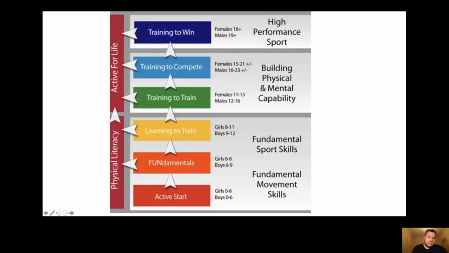So physical literacy is very important: active start and fundamentals and learning to train from 0 to 11, 12 years old. And here the most important things are fundamental movement skills and fundamental sports skills. Later on, starting from 11, 12 years old, we have training to train, training to compete, building physical and mental capability, and starting maybe from 18, high performance sports, when we are training to win.